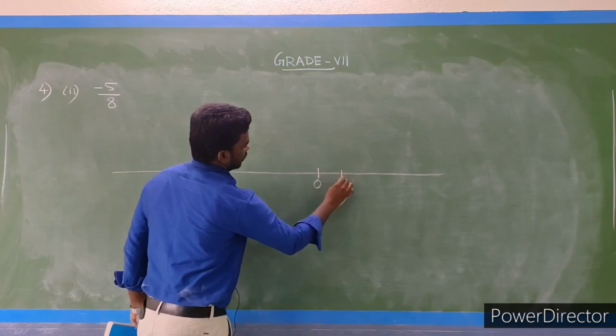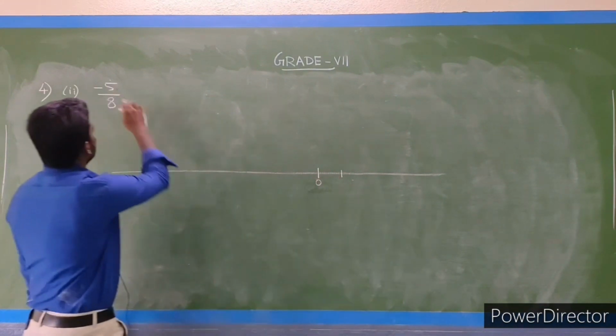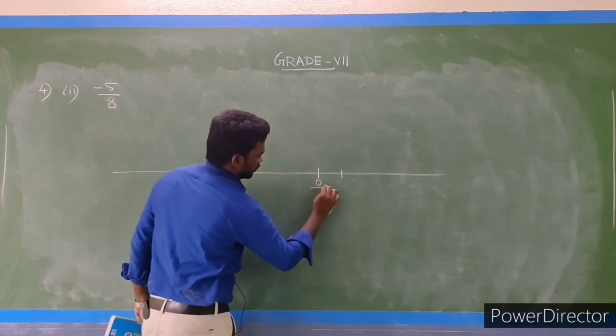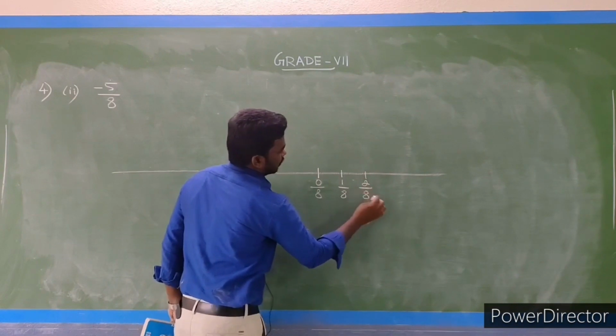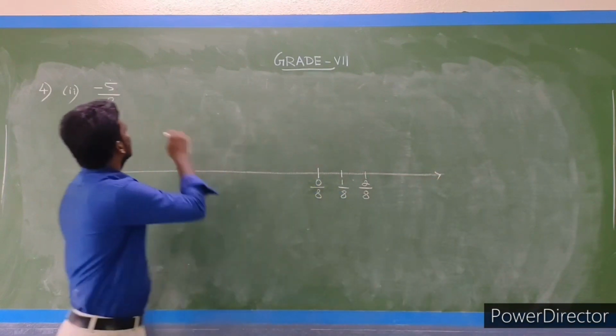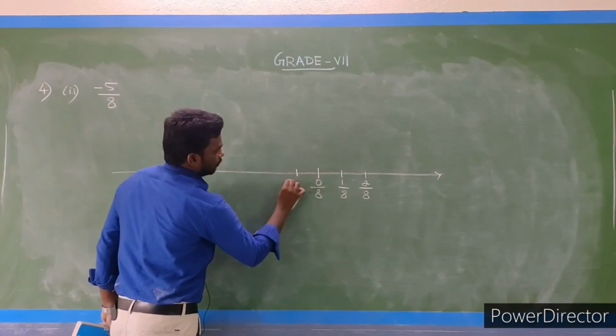So 0 is written as 0 by what is the denominator value? 8. So this is 0 by 8. Next 1 by 8, 2 by 8 and so on. But we have to represent the negative number, minus 5 by 8. So we can write minus 1 by 8.